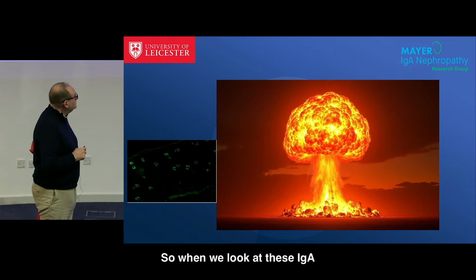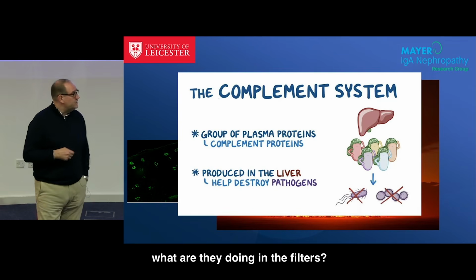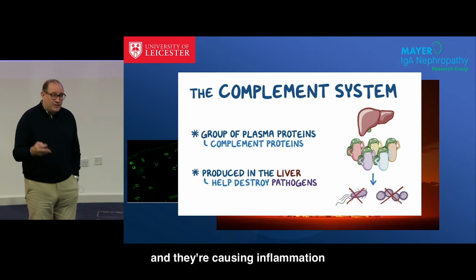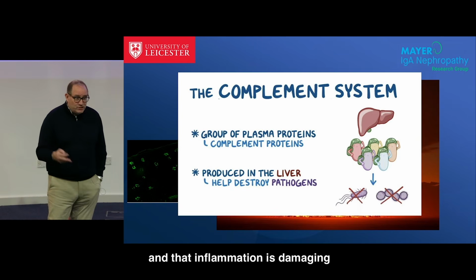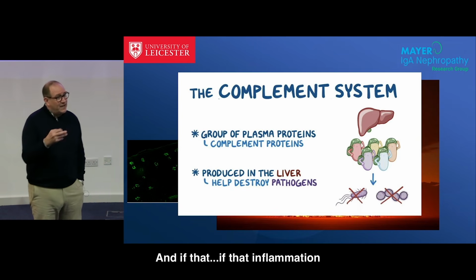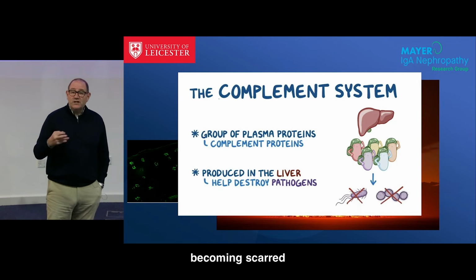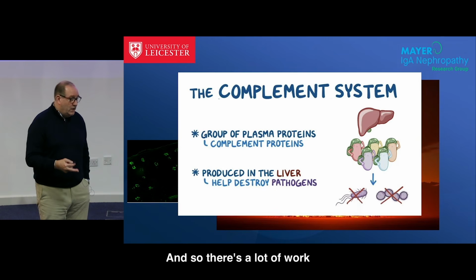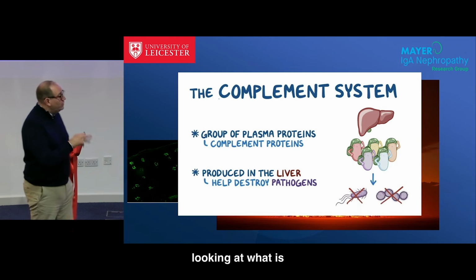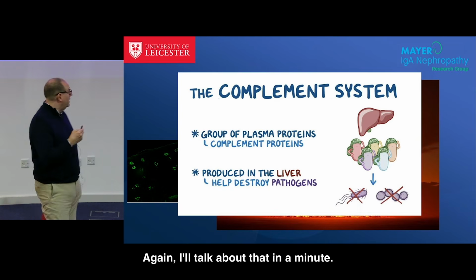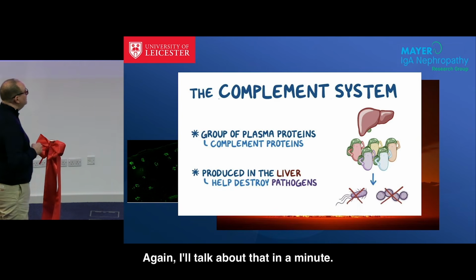So when we look at these IgA, what are they doing in the filters? Well, they're causing all sorts of mischief, and they're causing inflammation. And that inflammation is damaging to the filters. And if that inflammation isn't controlled, you'll end up with those filters becoming scarred and not working anymore. And so there's a lot of work looking at what is driving that inflammation, because we can potentially block it with drugs. Again, I'll talk about that in a minute.